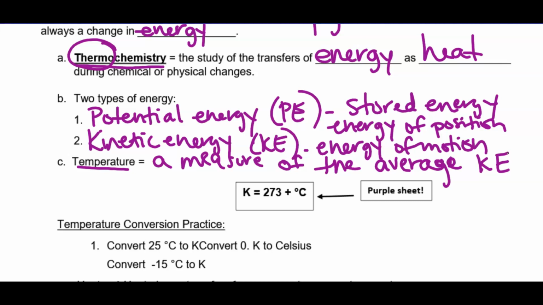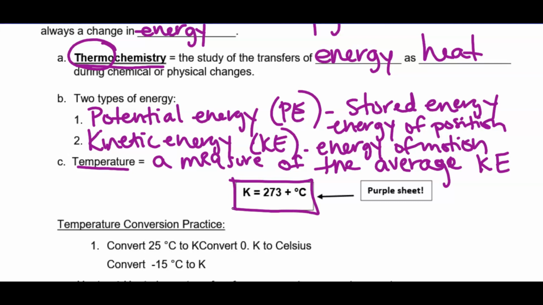So temperature is different than heat, which we'll talk about here in a few minutes. So the two units we use for temperature could be Kelvin or degrees Celsius. And you'll see here in your unit packet the conversion, the formula we use to convert between Kelvin and Celsius. So if you want to, take a moment and pause the video to write down that conversion factor between Kelvin and Celsius.